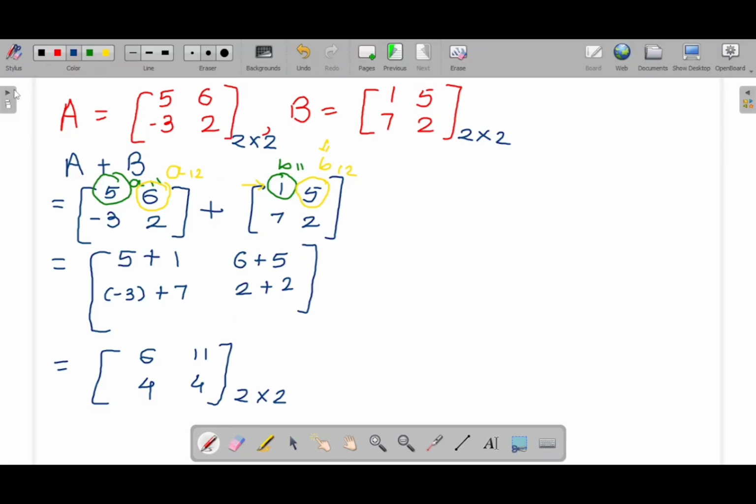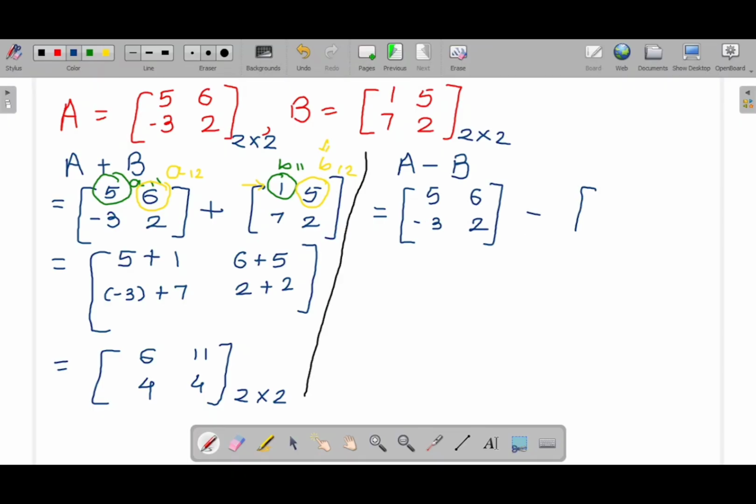Okay, now let me perform the same thing for subtraction. The procedure for subtraction is also the same. First, we will write the matrix A, [5, 6; -3, 2], subtract [1, 5; 7, 2], and we will subtract them. You can see 5 minus 1. You can understand the correspondence now. We are subtracting the corresponding elements.